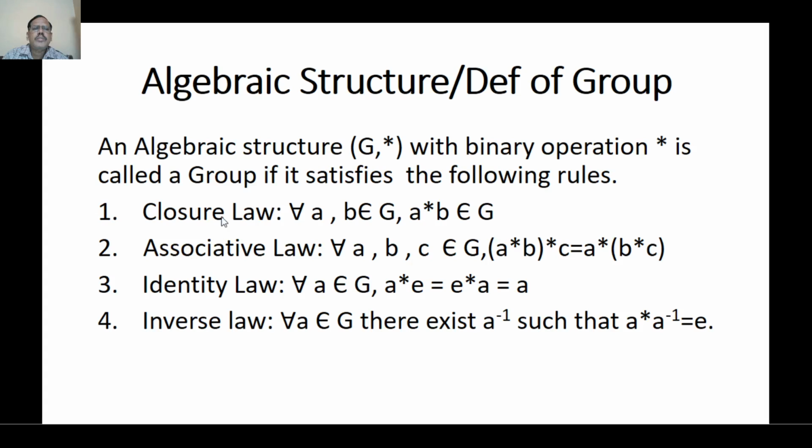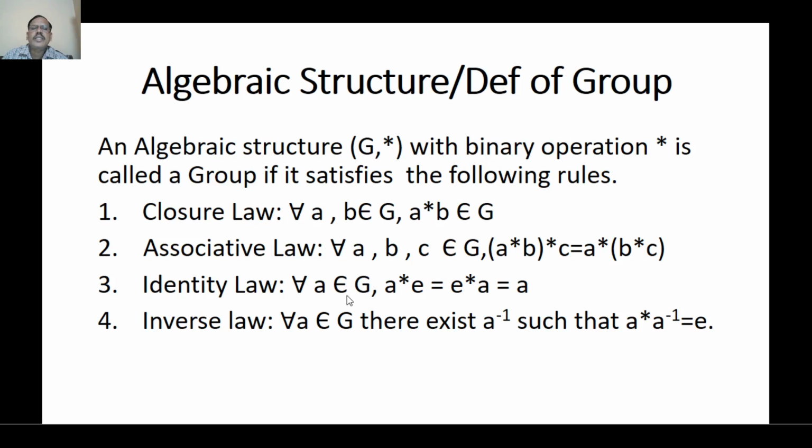So what is the meaning of closure property first? If you take any two elements a, b in G, then a star b is also in G. For the associative property, if you take the product a star b first, then c, and b star c first and then a, they are equal.